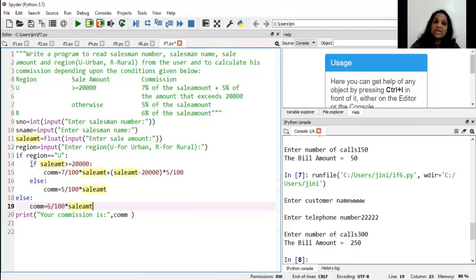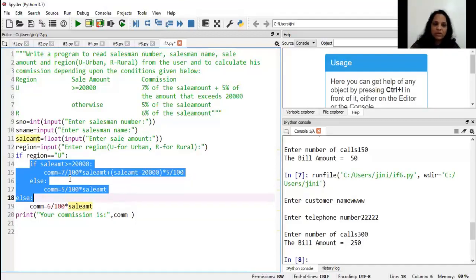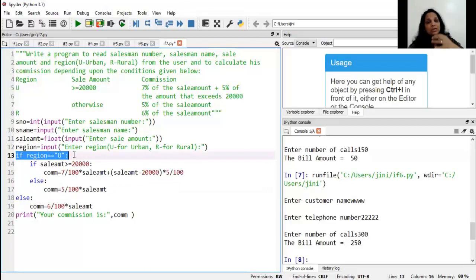So this is a nested if. Can you see an if that was written under an if? Because the commission depended on the sale amount, but before that it depended on the region. So first I checked which region he comes from, then I checked his sale amount and calculated the commission depending upon the condition given. But if he doesn't belong to U and he belongs to R, I am going to write commission is equal to 6 by 100 into sale amount.